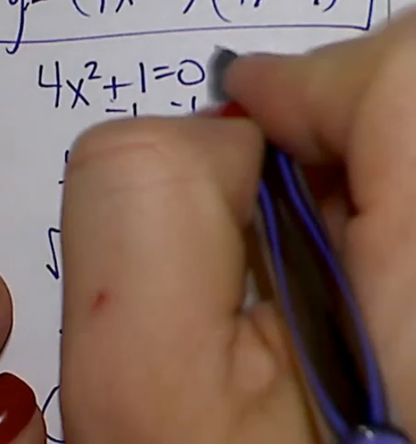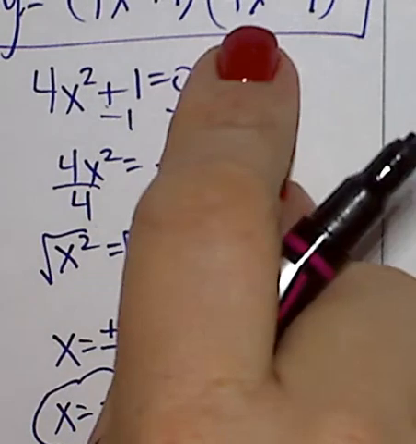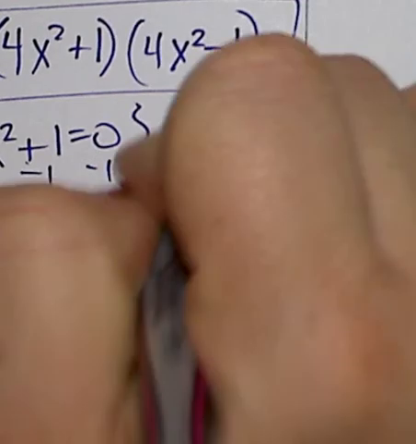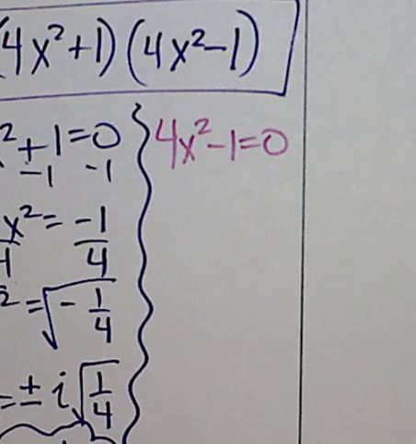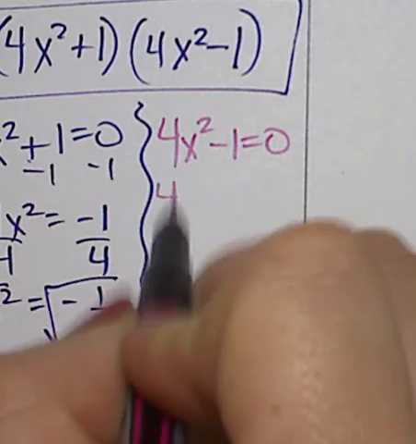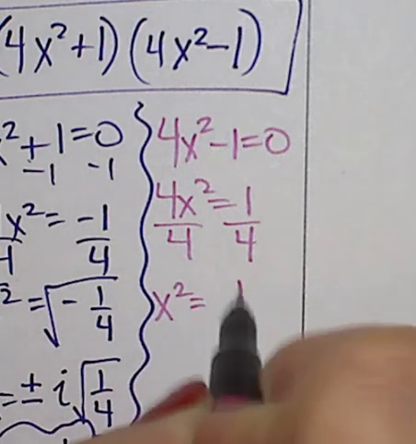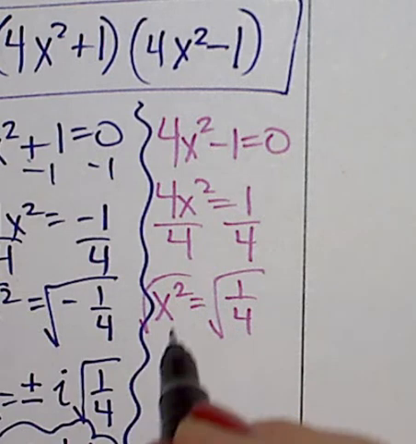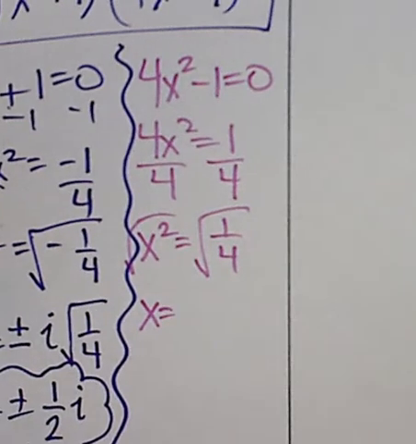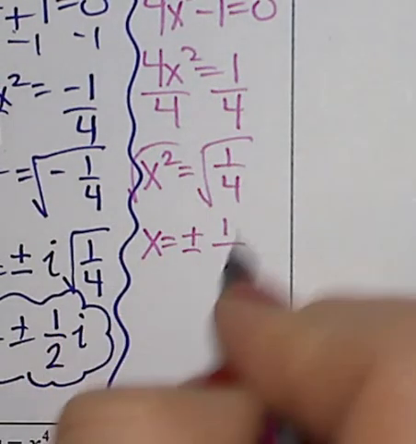And I just don't want there to be a confusion, so I'm going to switch colors. You don't have to. And now I'm going to take the second parenthesis, and I'm going to do the same thing. I'm going to set it equal to 0. Add 1 to the opposite side. Divide by 4. To eliminate the square, take the square root. How many answers should I have? 2 answers. To achieve them, I put a plus or minus. The square root of 1 is 1. The square root of 4 is 2.